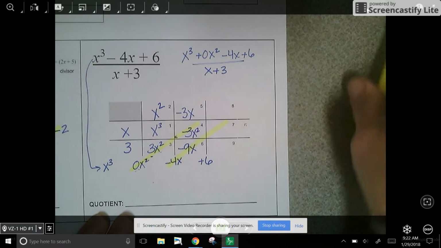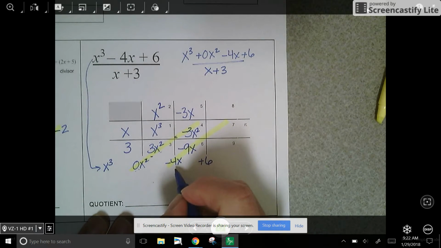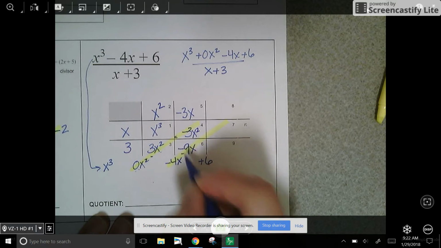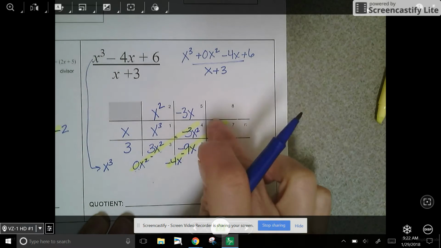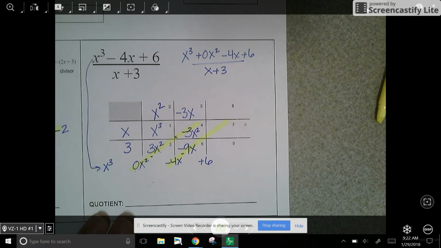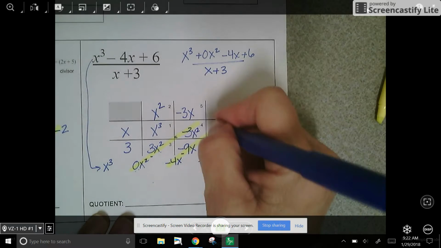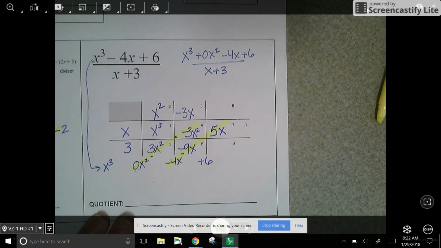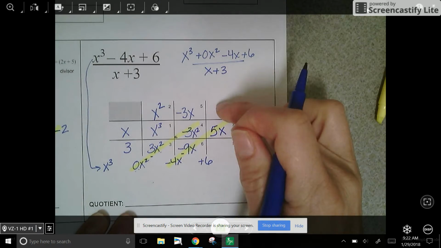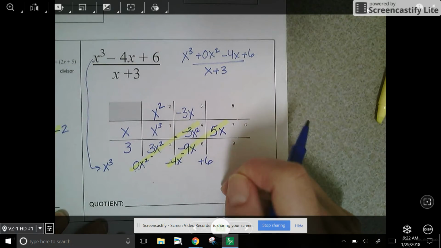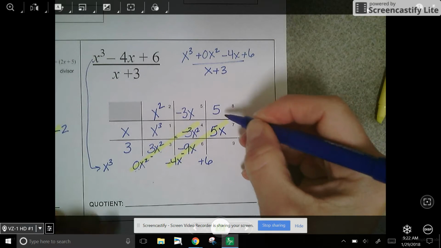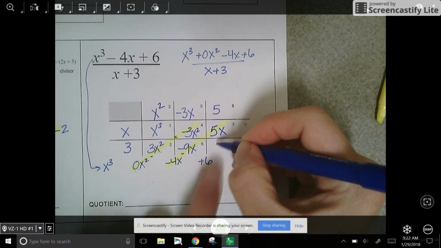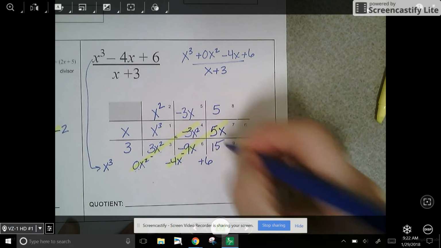I'm on the diagonal again. I've got negative 4x, and I'm going to do minus negative 9x, and that will give me this number. So in my calculator, I'm going to type negative 4 minus negative 9, and I actually get a positive 5, and they need to be like terms, so it's going to be an x. Something times x is 5x. That's just 5. 5 times 3 is 15.